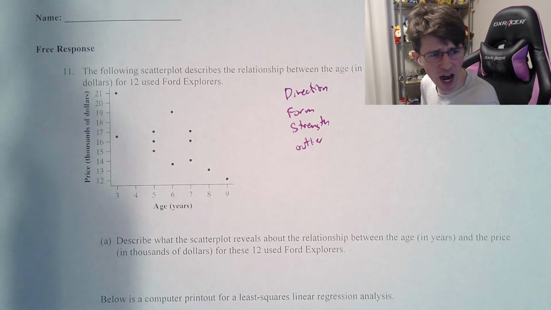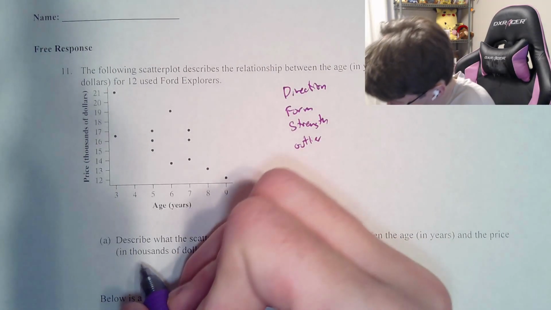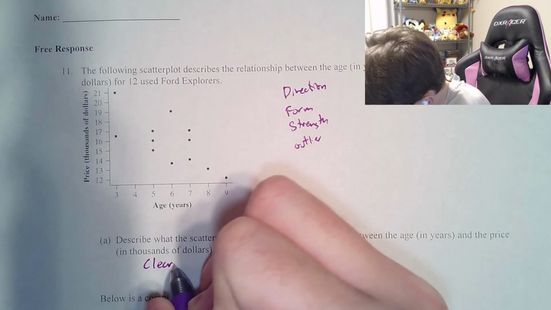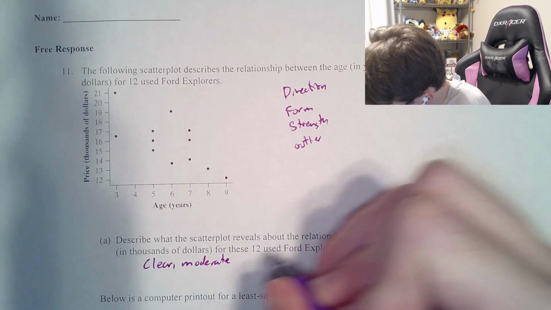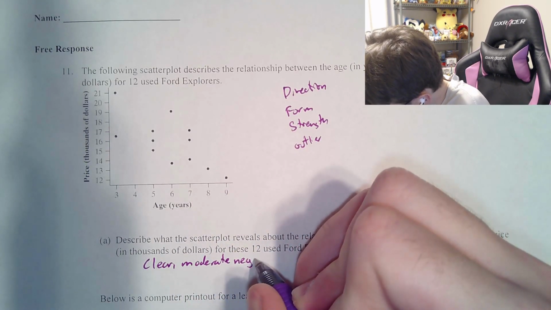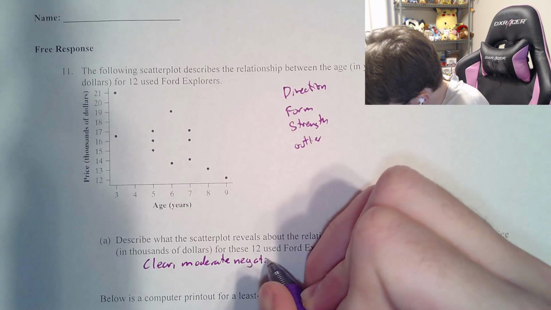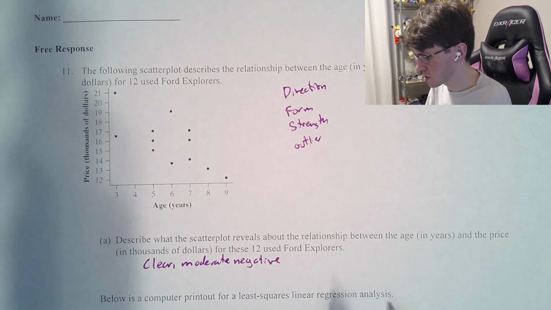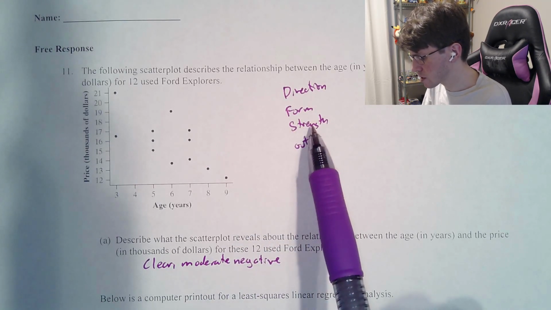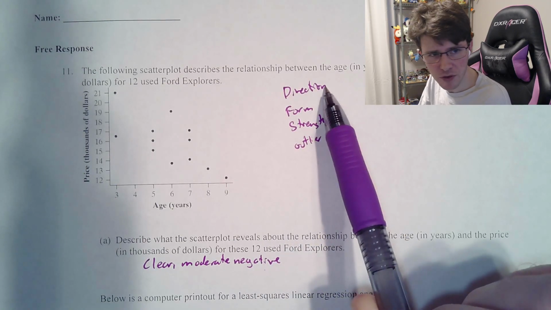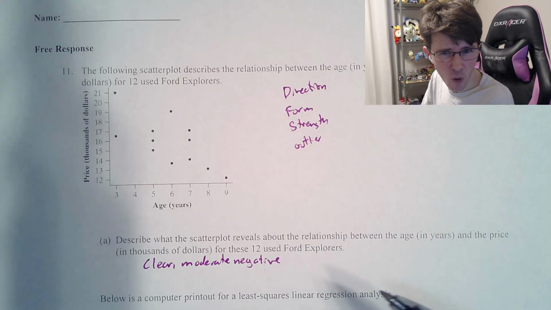So if I was to answer this one myself, I would say there is a clear, moderate, negative. So let's talk about it really quick, what I've said so far. Clear, moderate, these are both talking about the strength. The negative part talks about the direction. So I still need form and outliers.